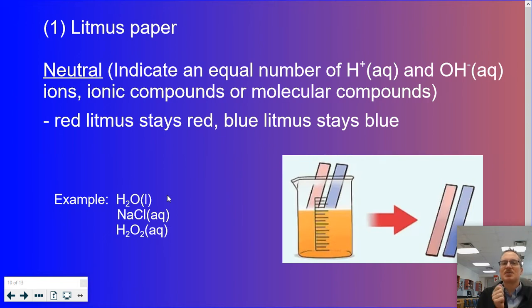That means when I test with red litmus, red is going to stay red. When I test with blue litmus, blue is going to stay blue. No changes occur for neutral. This is also true for ionic and molecular compounds. So if I were to test sodium chloride solution or hydrogen peroxide solution, both of these would not change the litmus paper. They would both test as neutral.